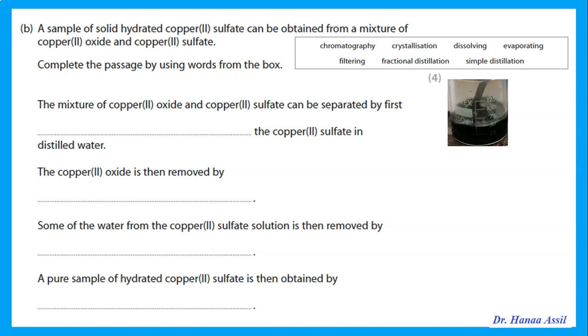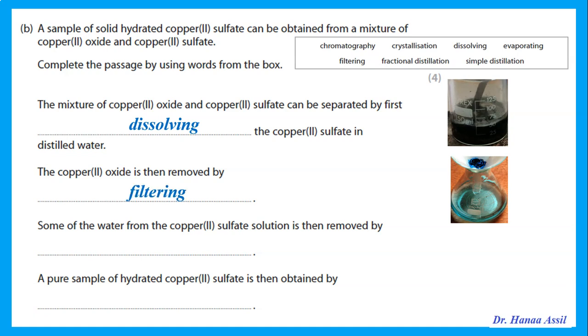Well, copper oxide is a black solid, copper sulfate is a blue solid. They are both solids in the beaker, so first I need to dissolve the copper sulfate in distilled water. Then the copper oxide, which will remain as a black solid, is removed by filtration or filtering, because remember, we're choosing the words from that box. Some of the water from the copper sulfate solution is then removed by evaporating. So we do crystallization or evaporation to get a pure sample of hydrated copper sulfate by crystallization.